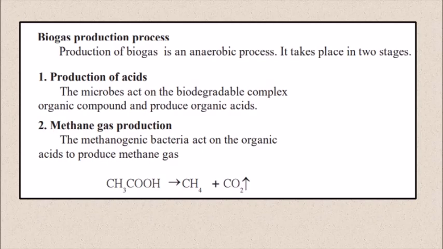Then, as the organic acids are formed, there are methanogenic bacteria which attack these organic acids and produce methane gas. Here you can see that acetic acid is there. This acetic acid is then converted into methane gas, and carbon dioxide is released. The methanogenic bacteria act on the acetic acid and break it down further, and then we get methane gas. So this is how biogas is produced from the biogas plant.